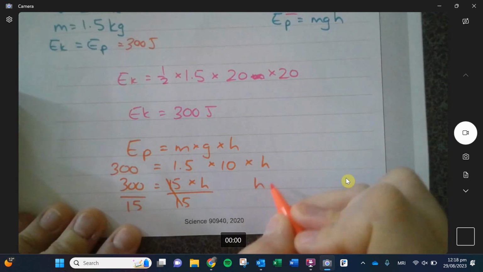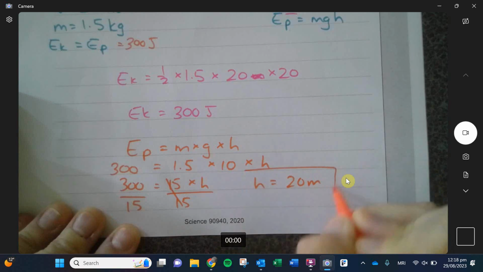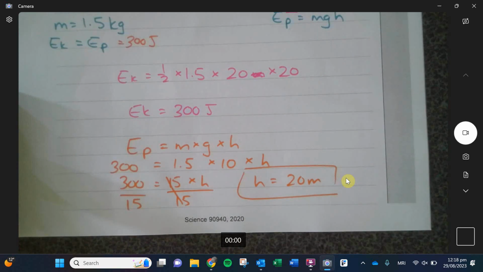So H equals 20 meters. That's the height that the helmet was dropped from.